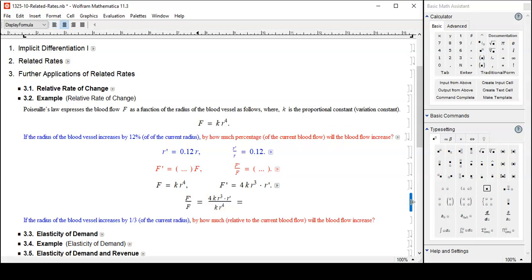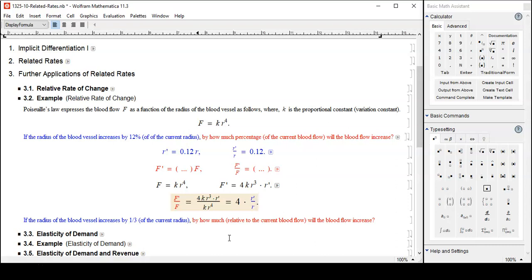Let's make it a little bit bigger so that you can read better. f prime over f, numerator, denominator. And then some simplification is in order. You can immediately clear out those k, and then r to the third power and fourth power. So we have 4 times r prime over r. That's my conclusion. So f prime over f, something we want to find out, is 4 times the r prime over r, which we know the problem gave you as 12%.